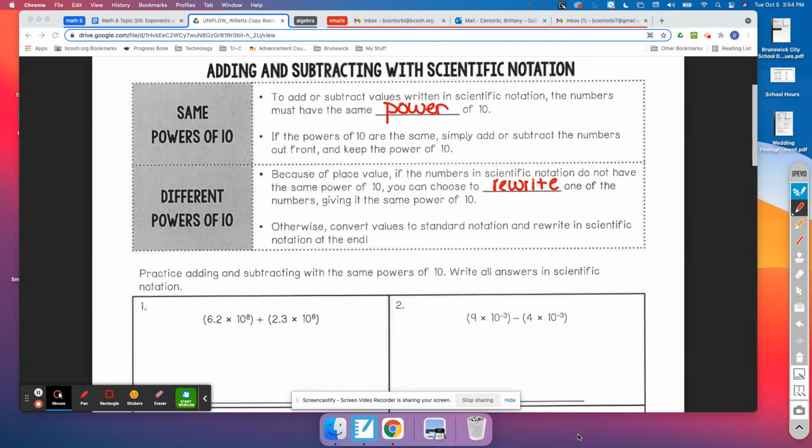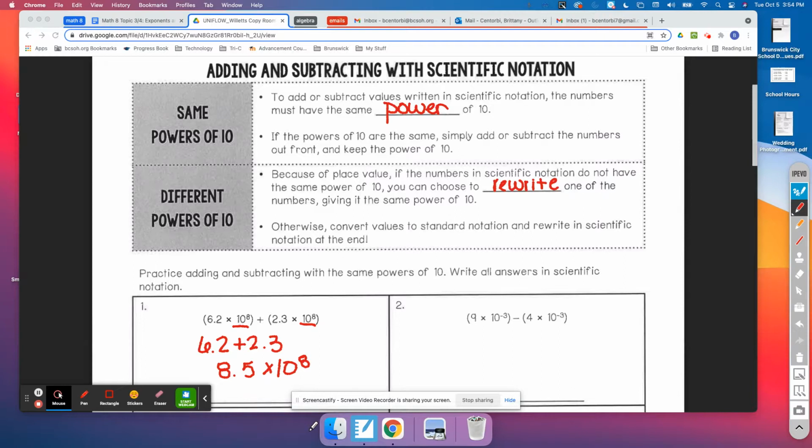So the first example, we've got 6.2 times 10 to the 8th plus 2.3 times 10 to the 8th. We notice it's got 10 to the 8th, 10 to the 8th. We don't have to do anything there. So all we're doing is adding 6.2 plus 2.3. 6.2 plus 2.3 is 8.5. And then we keep the times 10 to the 8th the same.